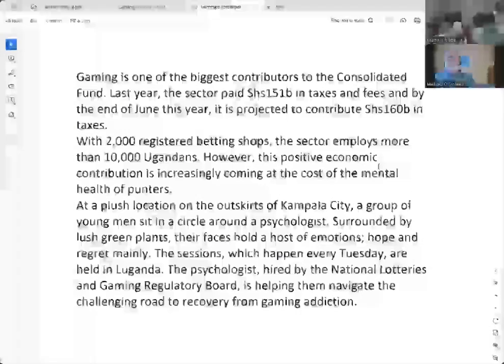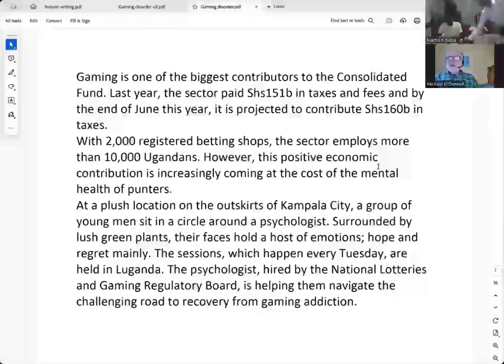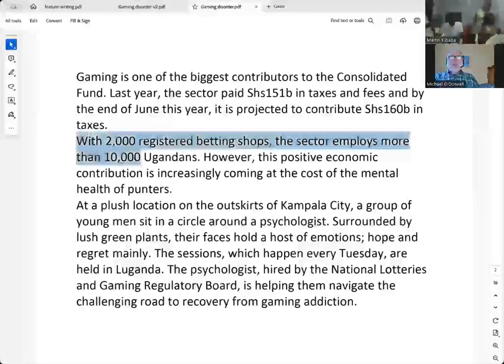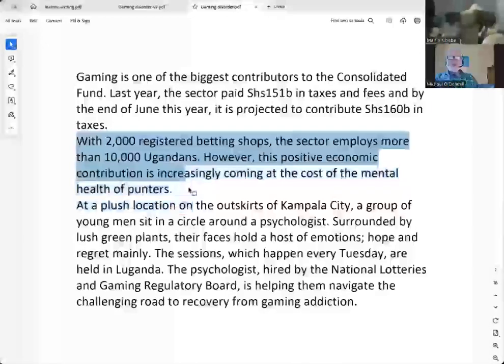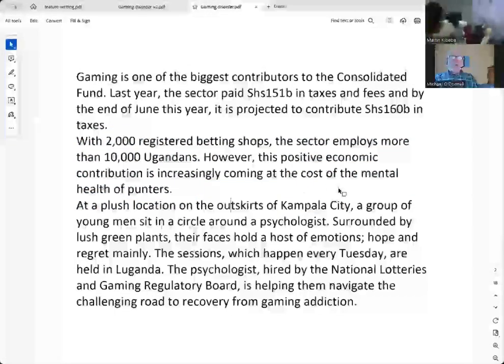One of the biggest contributors to the Consolidated Fund. I assume that's your tax fund or a government fund. Paid so many shillings in taxes and fees, and by the end of this year, it's projected to be 160 billion in taxes. And so then it goes into 2,000 registered betting shops. The sector employs more than 10,000 Ugandans, positive economic contribution.